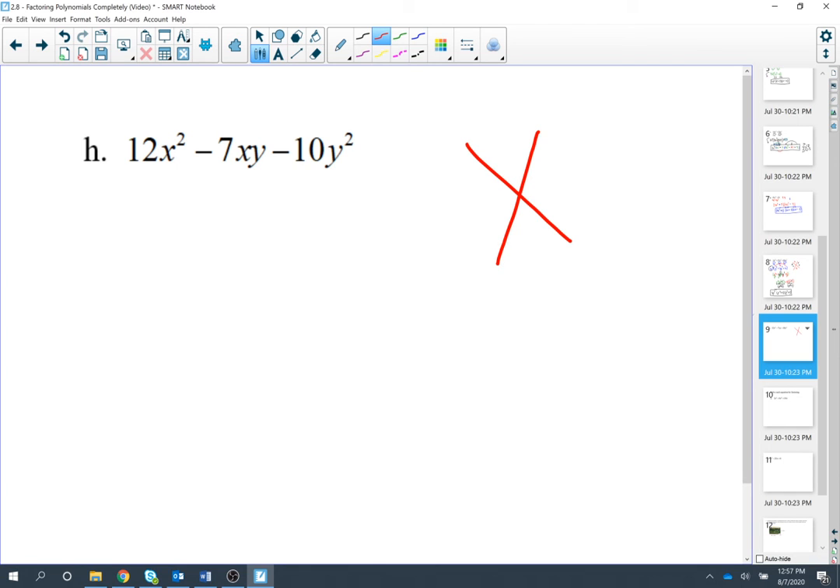So multiply the last number by the first number. We have 12 times negative 10. Ignore the variables here, people. Negative 120. Middle number, negative 7. Okay, we've got to figure out what multiplies to negative 120 and adds to negative 7. And I'm going to have to guess here because I don't know. I'm going to start with 12 times 10. But 12 and 10 are not 7 apart. So I'm going to pick up my calculator.